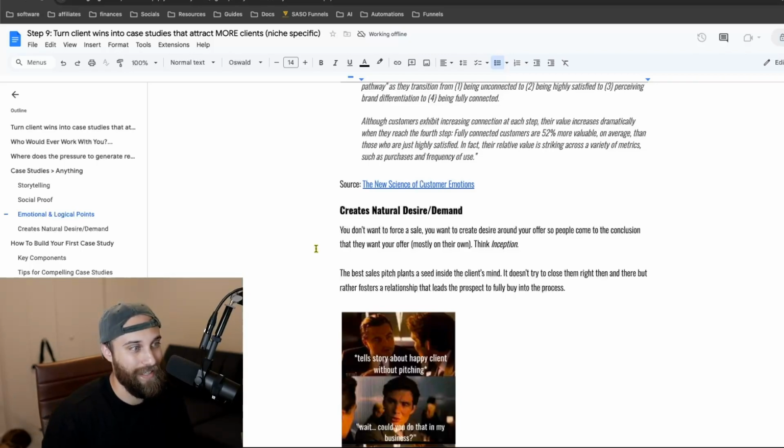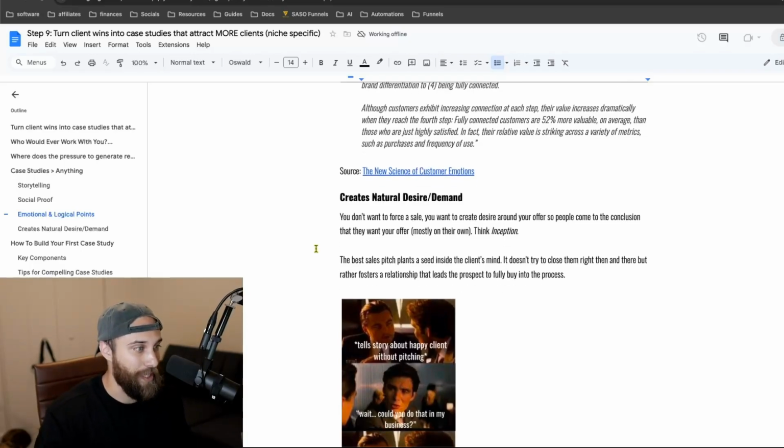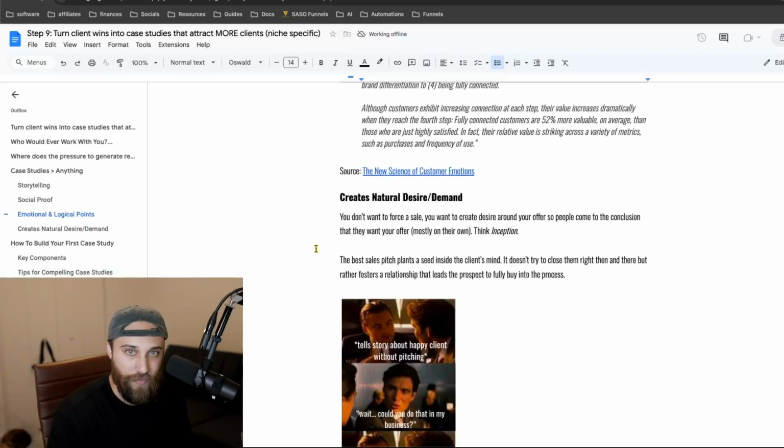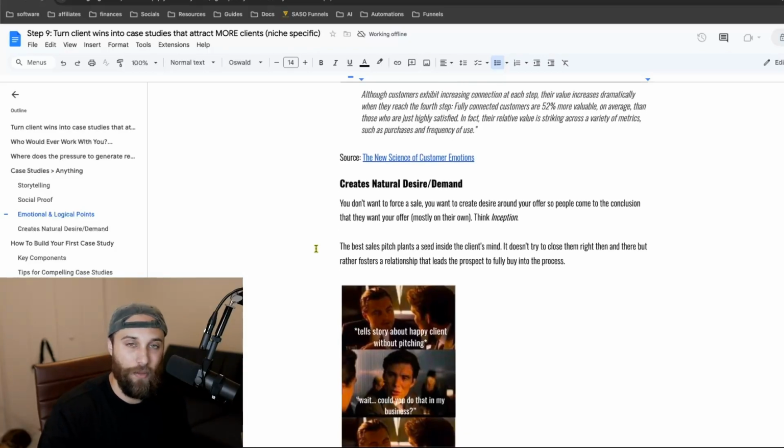So you want to create desire around your offers. That way people come to the conclusion that they want your offer, and you want them to come to that conclusion on their own. Think Inception, okay? The best sales pitch plants a seed inside the client's mind. It doesn't try to close them, definitely doesn't try to close them right then and there, but rather it focuses on fostering a relationship that leads the prospect to fully buy into the process.